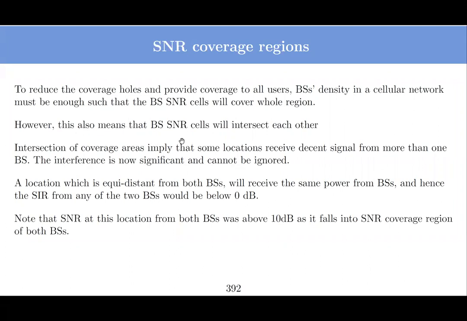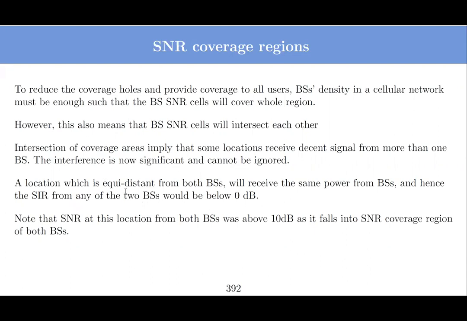So this means that the base station cells will intersect each other. Now, intersection of coverage areas means that for locations inside the intersection, there is more than one base station providing a decent signal, more than 10 dB signal. So the interference is now significant and cannot be ignored.